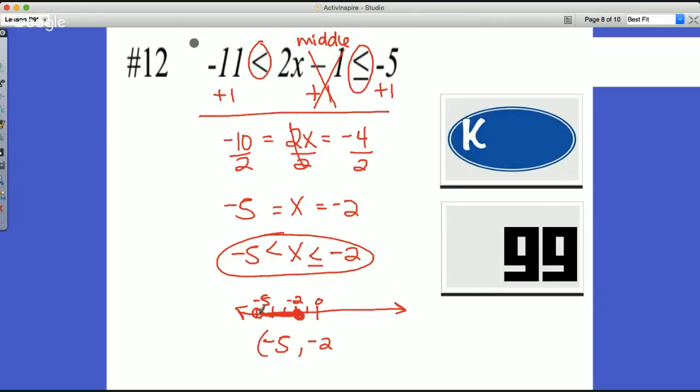Negative 5 is a parenthesis because it's open, whereas negative 2 is a closed circle. So we're going to put a bracket there. So this is set builder notation, and this is interval notation. Okay? Awesome. I hope that was helpful for you.